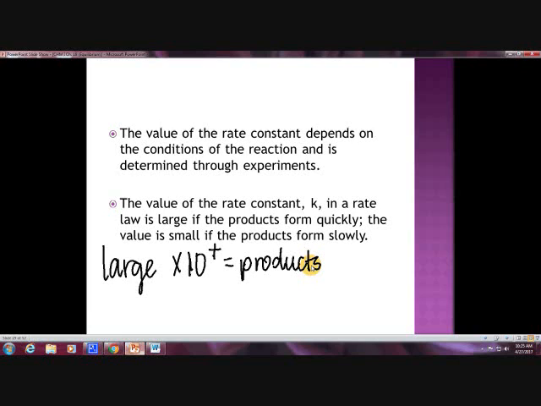But if you have a small number, when you have times 10 to a negative exponent, like -3 or -6, that's a really small number. Then that means that the products form slowly, or you can think of it as the reactants are favored, meaning the reactants don't want to react. They don't want to change into something else. Okay? That's an answer to another question in your packet. So there you go.